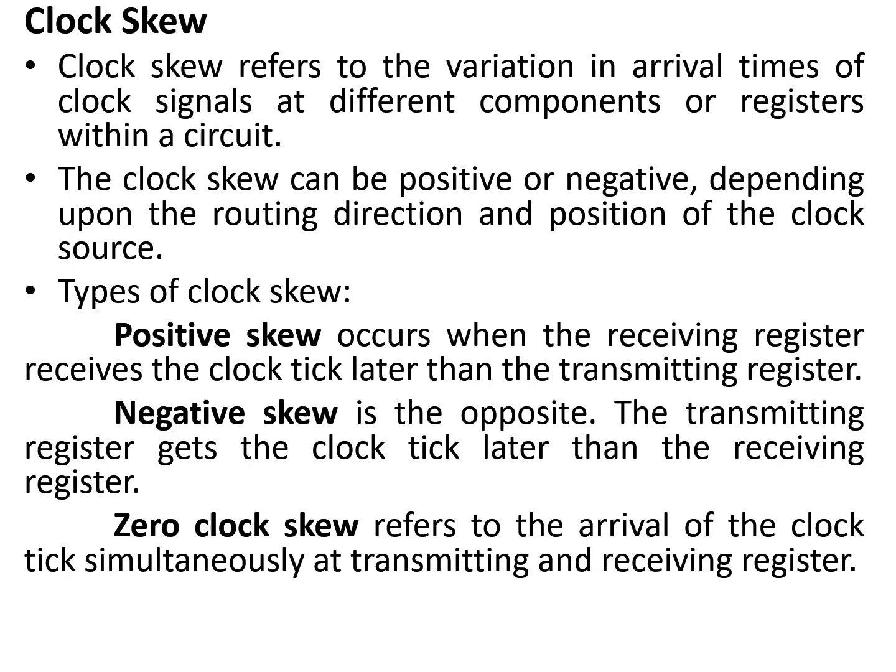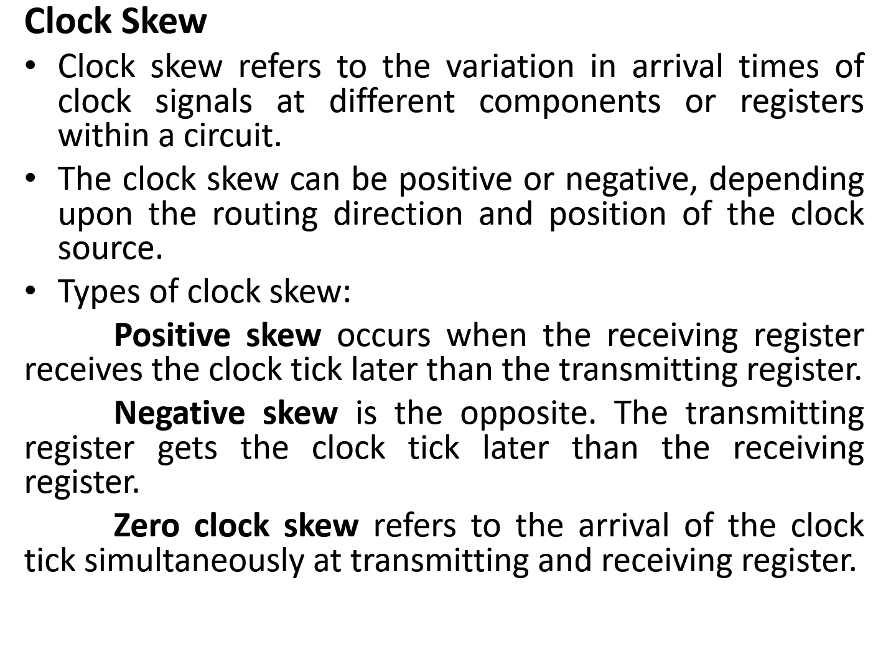Clock skew. Clock skew refers to the variation in arrival times of the clock signals at different components or registers present within a single circuit. The clock skew can be either positive or negative depending upon the routing direction and position of the clock source.